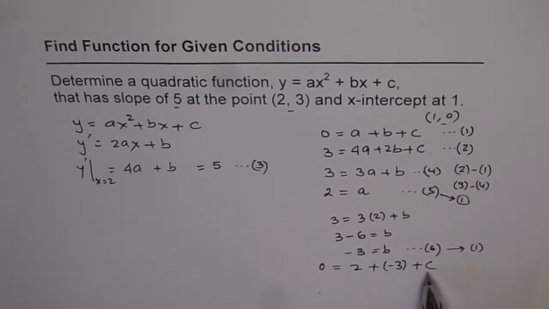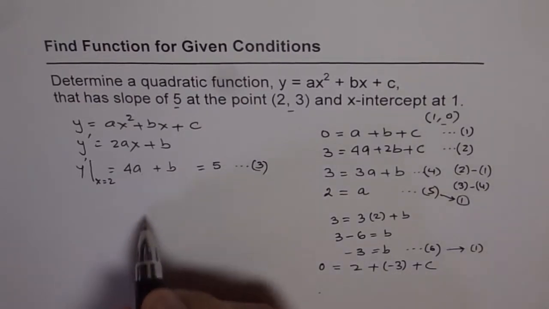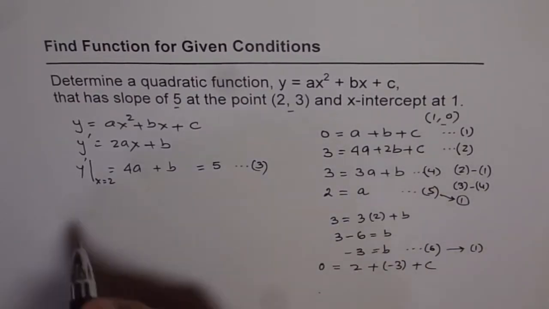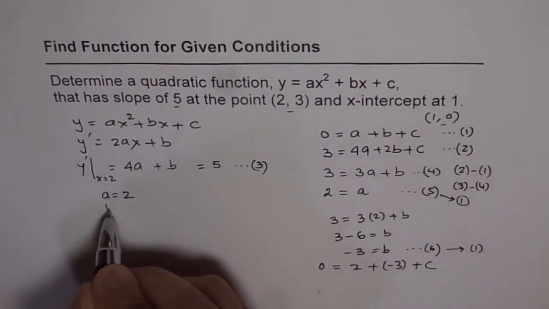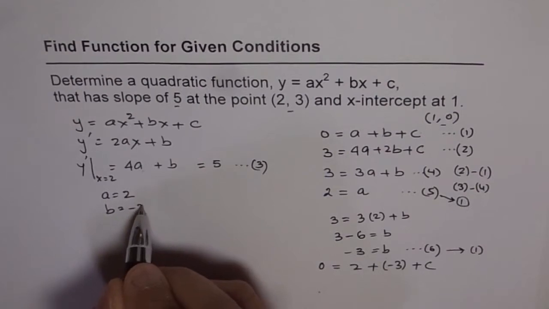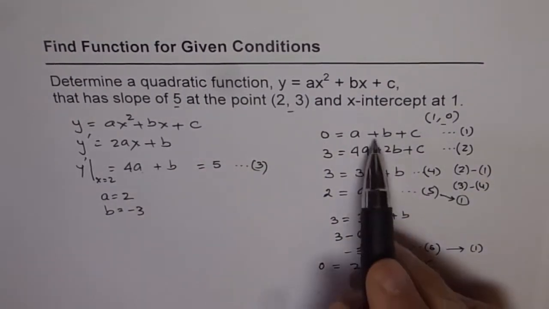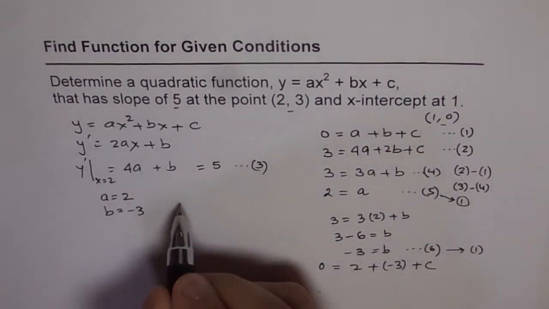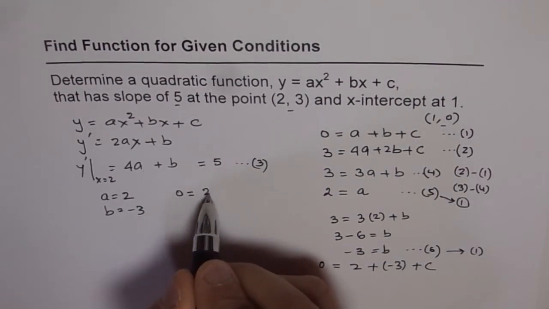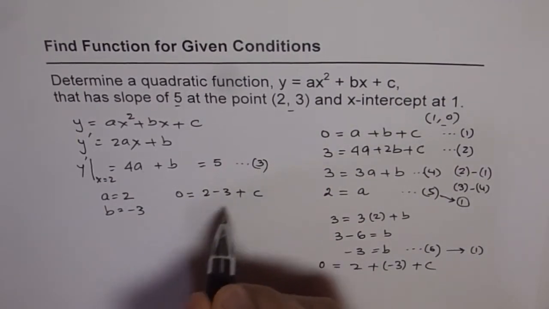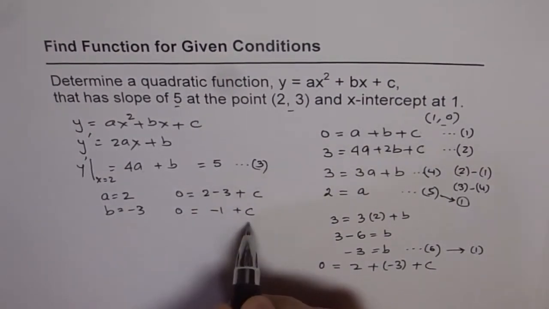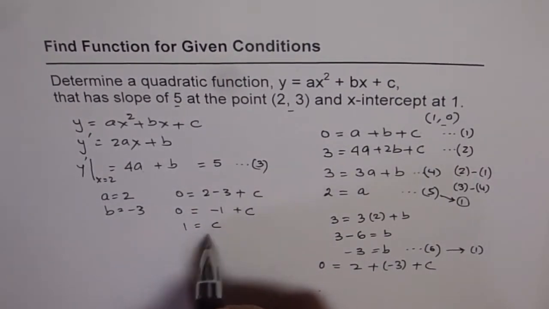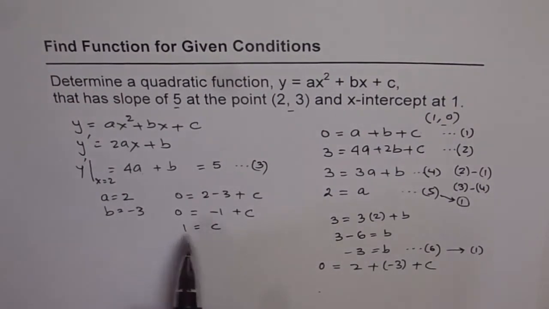So c will be how much? 2 minus 3 is minus 1. So what we know here is we got a equals 2 and b equals minus 3, and we substituted all this in our first equation and got 0 equals 2 minus 3 plus c, which is minus 1 plus c, and so c equals 1, right? So now c is 1, now we know our function.